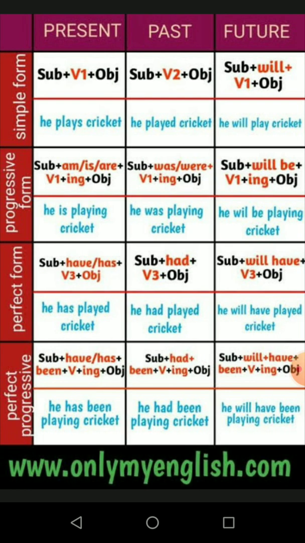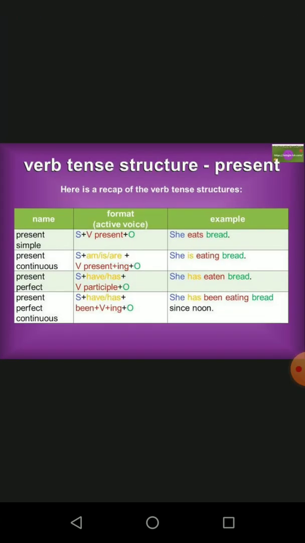As you can see over here also in the first column, one simple form is written: subject plus V1. V1 refers to verb 1, that is the first form of verb, which is the present verb form. That is why we write V1 plus object. Here it is written, he plays cricket. This is how we use the present form.